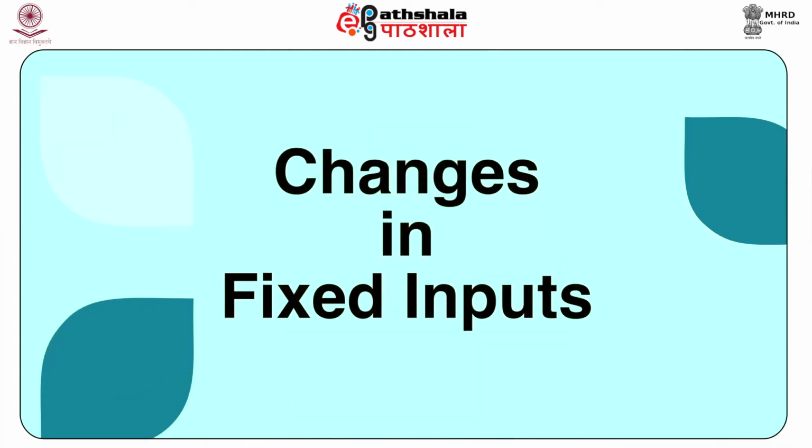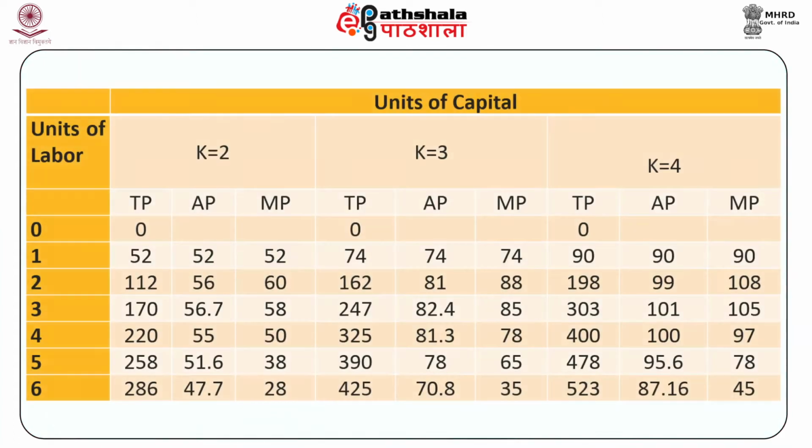Changes in fixed inputs. In the previous modules, we saw that in the short run, fixed inputs do not change along the firm's total product curve. Table 1 gives the short run output level of a firm that uses two inputs, labor and capital, and where the fixed input capital is initially fixed at K star equals 2.